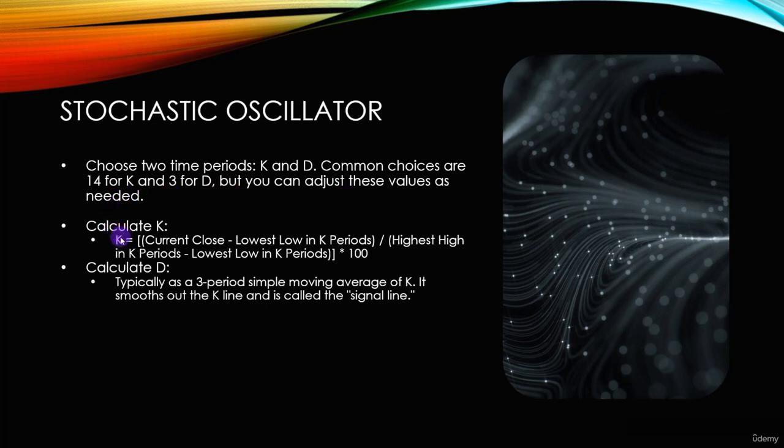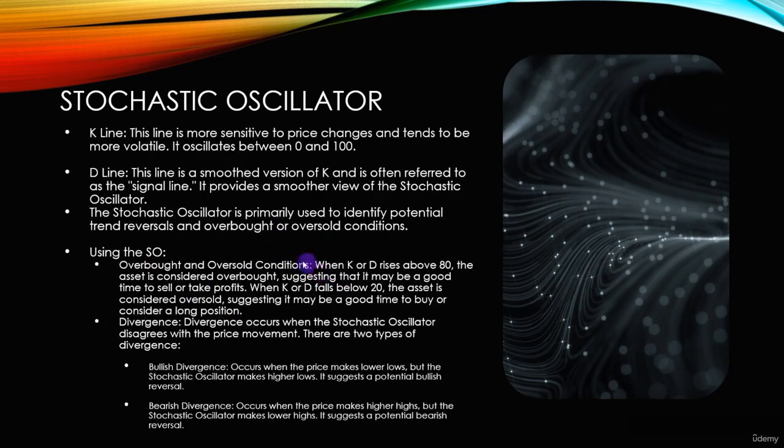Then we can calculate the K value: the current close minus the lowest low in the K periods, in the previous K candles, divided by the highest high in the K periods, or the K candles, minus the lowest low in this K period. All of it times 100. Then we compute D as well. Typically it's a 3-period simple moving average of K. So it's a smoothed value of K. It smooths out the K line and is called the signal line.